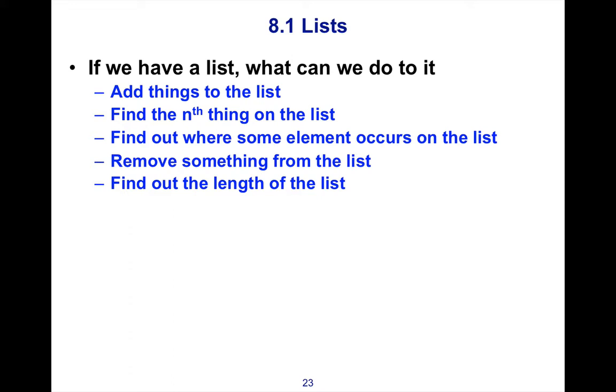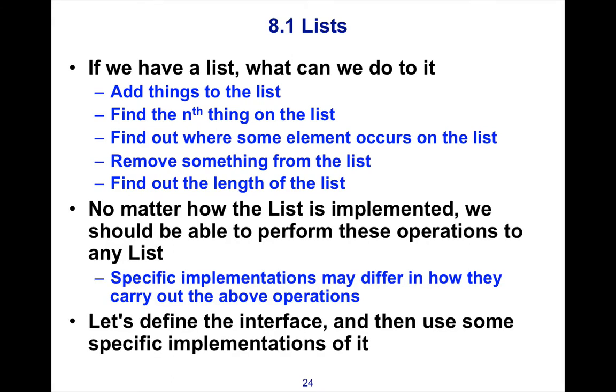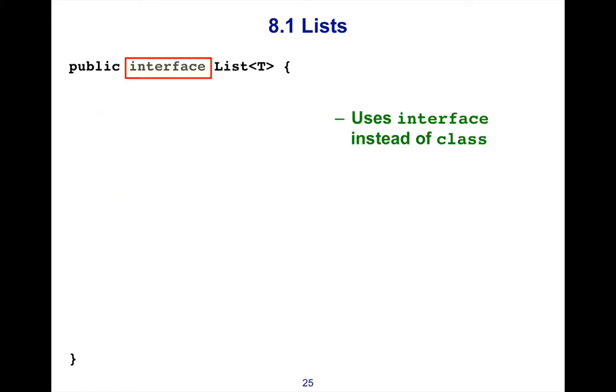Now, the idea is that no matter how a list is implemented, we should be able to perform these operations to any kind of a list. Specific implementations may differ as to how they implement the operations, but the operations themselves would always be offered to the end user. So let's first define the interface, and then we'll see some specific instances of using it.